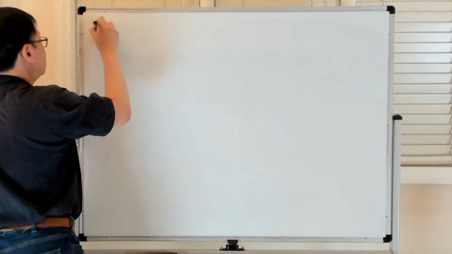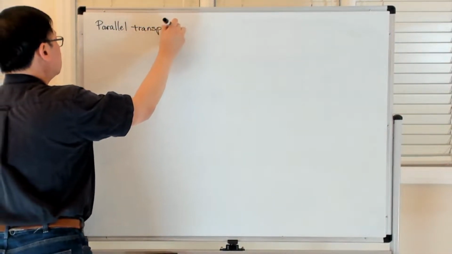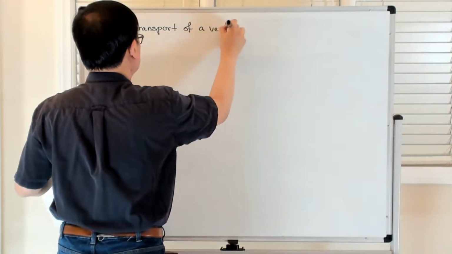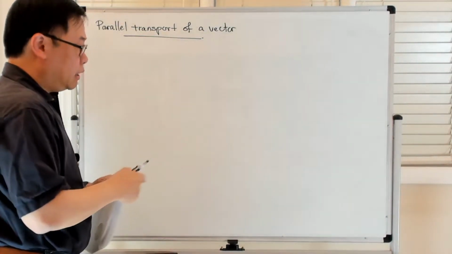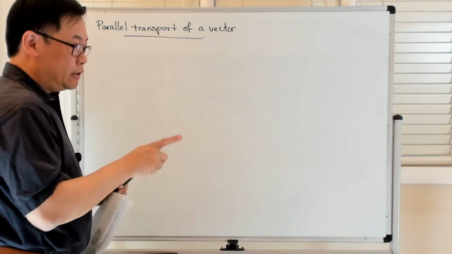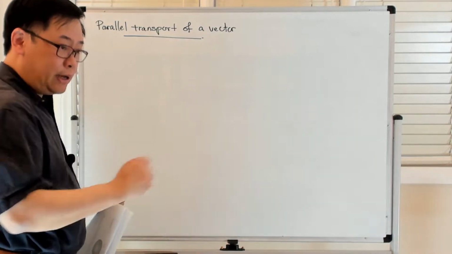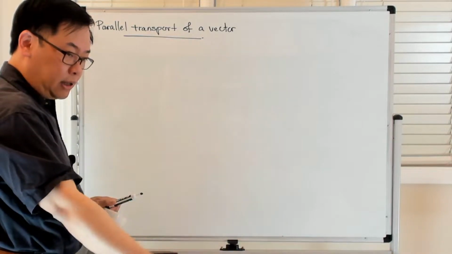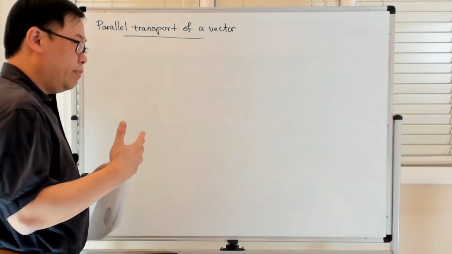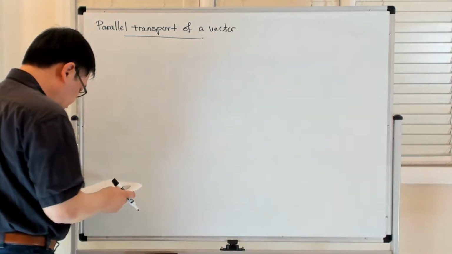Okay, so now let's talk about this idea of parallel transport of a vector. The idea is that if I give you an initial vector at a point and I consider a curve which goes through that initial point, I want to be able to move that vector along that curve in such a way that the vector doesn't change, so to speak. So that's what I mean by parallel transport of a vector.